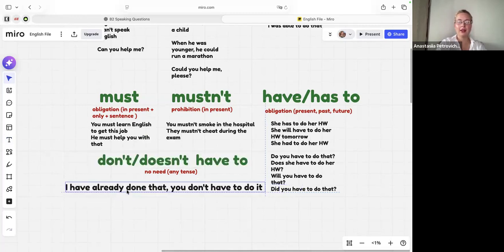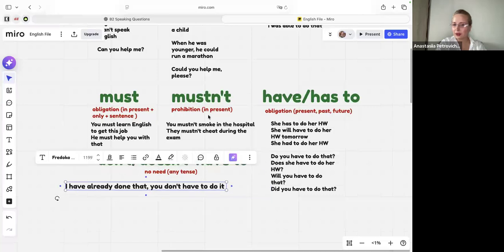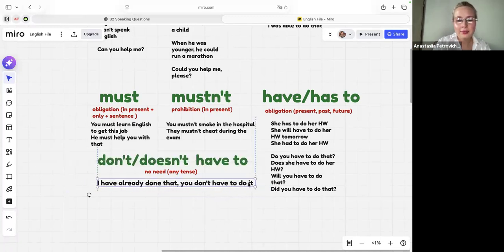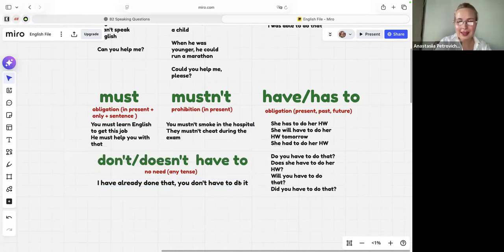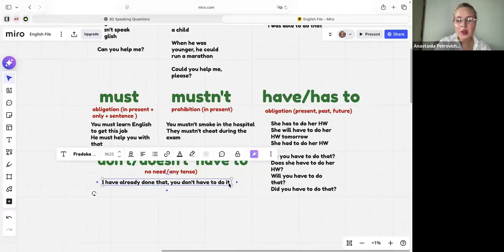If you want to do, this is not prohibition. If you want to do, you can do. But why? You don't need that, because I have already done it. So you don't have to do that. Or he doesn't have to do that, but it's nice if he does. Yeah? Or you will not have to do this because she will do that. Understand? So basically, that means that there is no need.